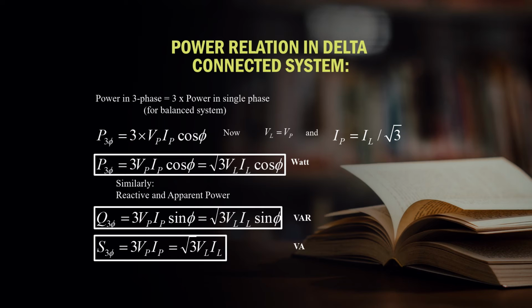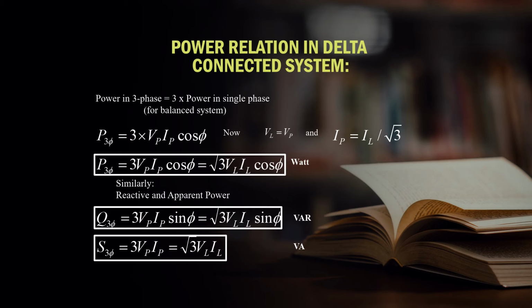And you know, in case of the delta connection, line voltage is equal to what? Phase voltage. And in case of delta connection, what is the relation between the phase current and line current? Phase current can be written as line current divided by under root 3. So just put the value of this phase current and this phase voltage in this particular expression. After solving, you will get that power in delta connection is equal to root 3 times line voltage multiplied by the line current multiplied by the power factor, and the unit of this is watt.